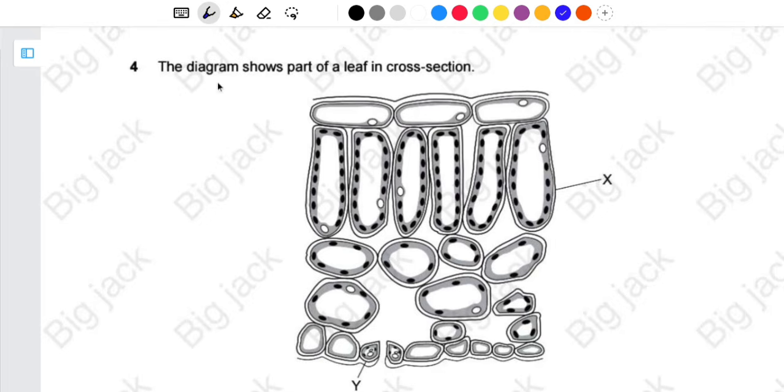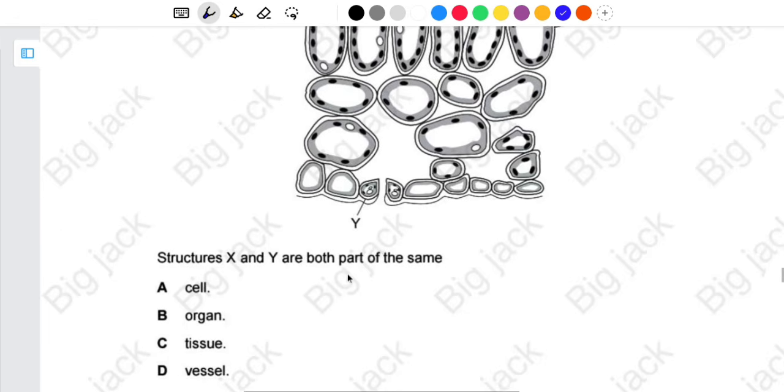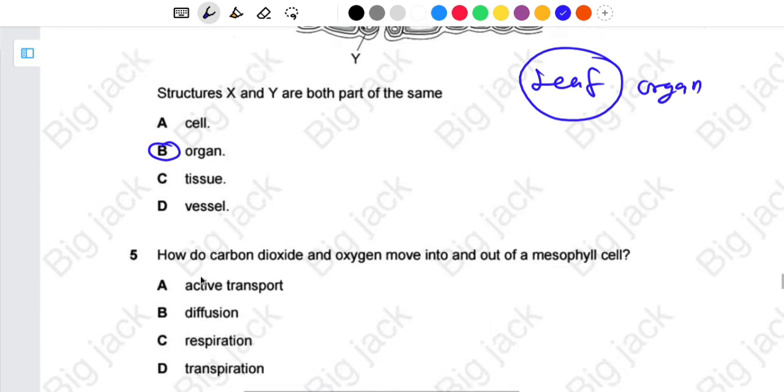Then we have this one, which says the diagram shows part of a leaf in cross section. We have X, which is a palisade cell, and Y, which is a guard cell. Structures X and Y are both part of which one? They are both part of the leaf, and the leaf is an organ. That is one thing that you need to know.